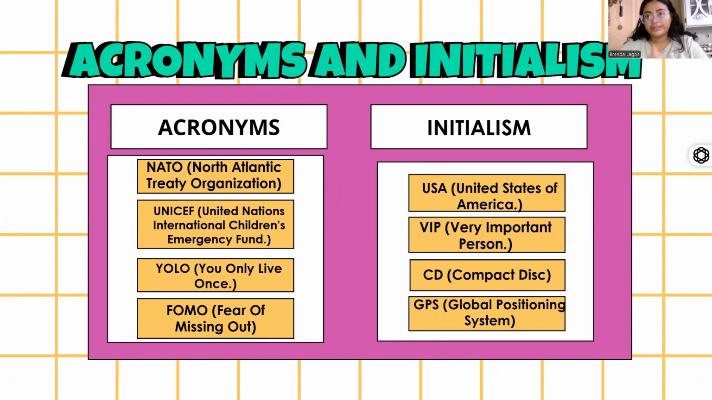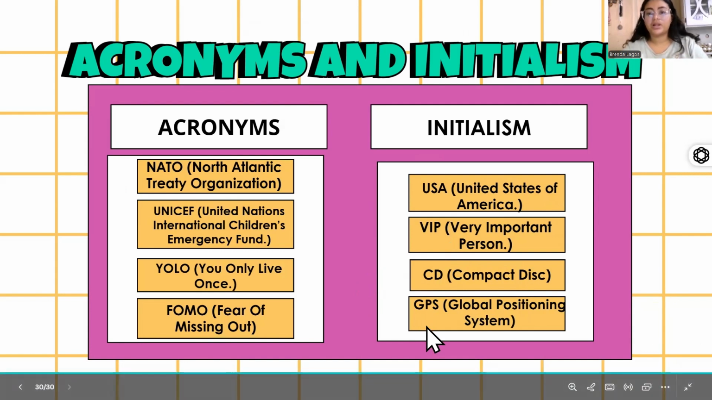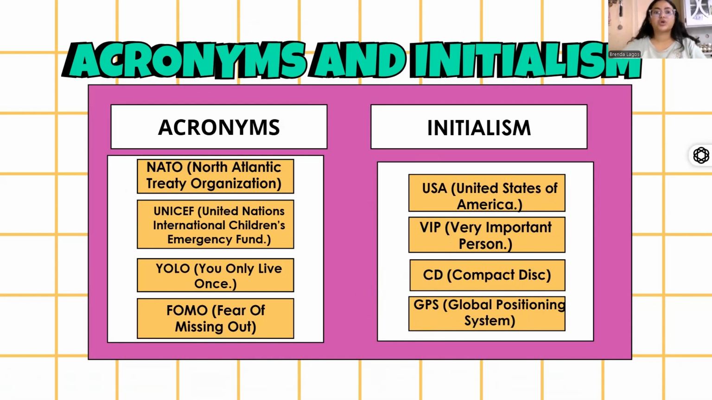You say it letter by letter, and it means United States of America. The next one is VIP, and it means very important person. The next one, CD, compact disc, and the last one, GPS, Global Positioning System. So to summarize, an acronym is when you pronounce it as one word, and an initialism is when you pronounce each letter. So that's all. Thank you.